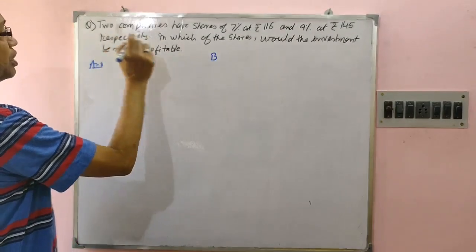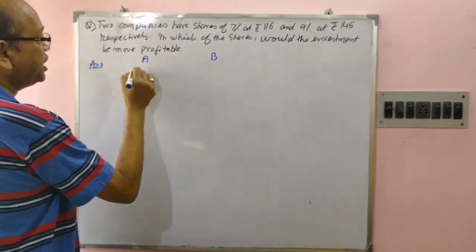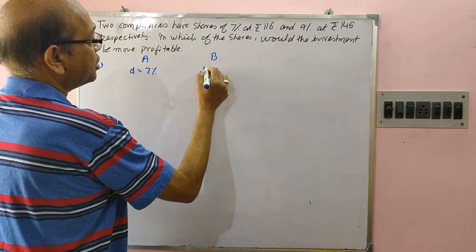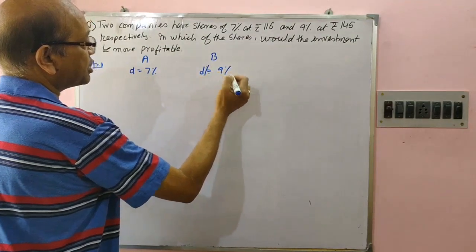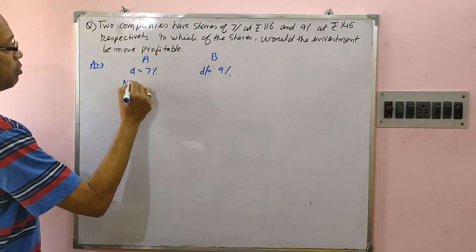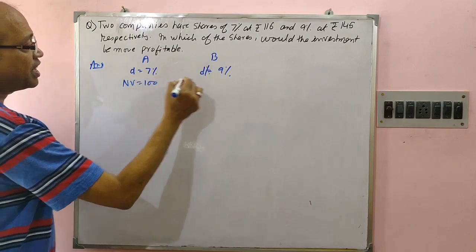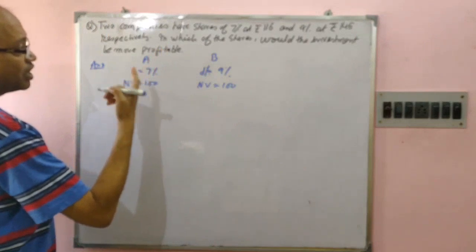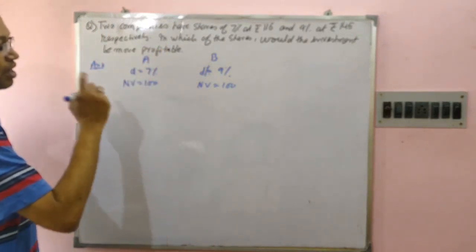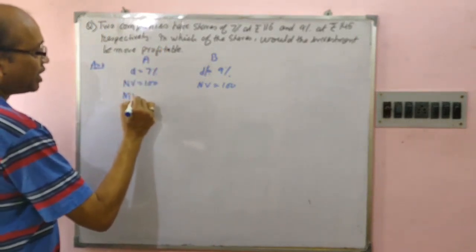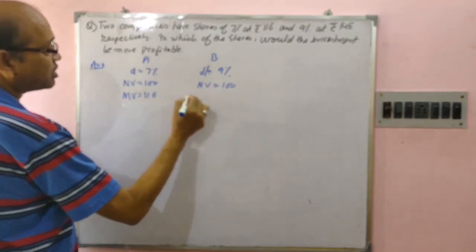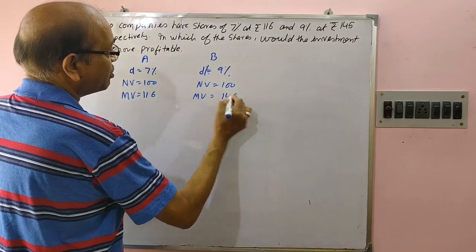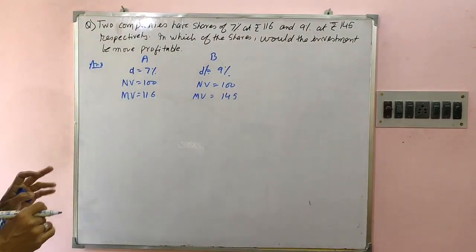So, company A and company B, share D percent is 7% here, D percent is 9%. Here nominal value is 100. Here also nominal value is taken as 100. It's not given, but it is assumed. Market value is 116. Market value is 145. These are all given.